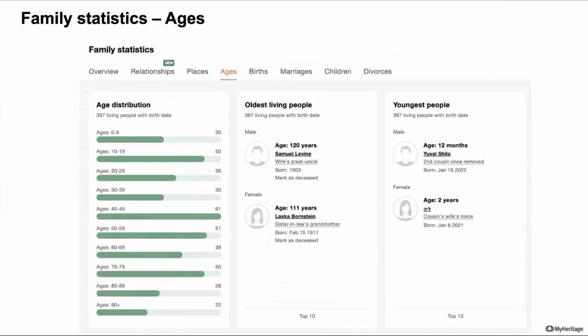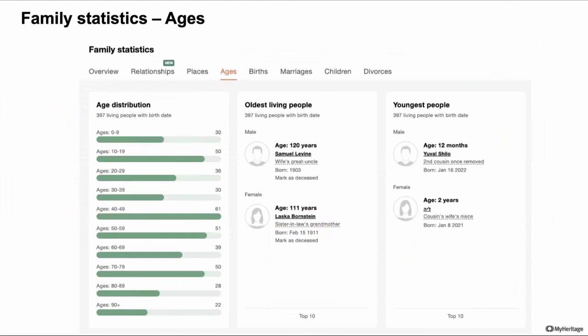The next section in the family statistics is called ages, and we have a few boxes there. Let's start going over them. So the first, the one with the green bars, is called age distribution. And it shows me, of all the living people in my family tree that have a birth date, so 397, what is their current age in the tree?